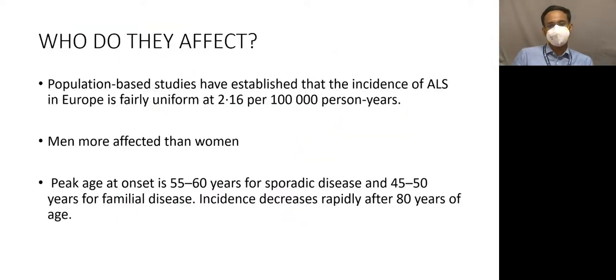And who do they affect? Most of our population studies are coming from the West, Caucasians. Generally it is considered that it affects men more than women, the ratio being around 1.6:1. And generally in the West, the age of onset is considered to be above 50 years, and 50 to 65 is the average age group of involvement. It can occur in the very elderly, but we don't find it very commonly.